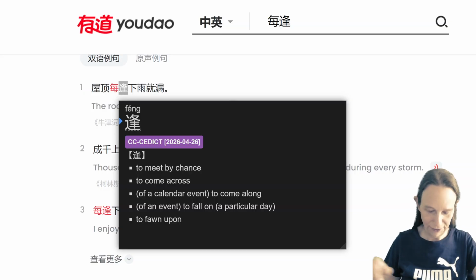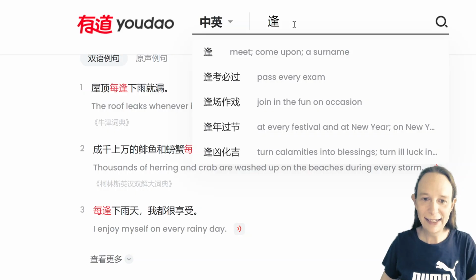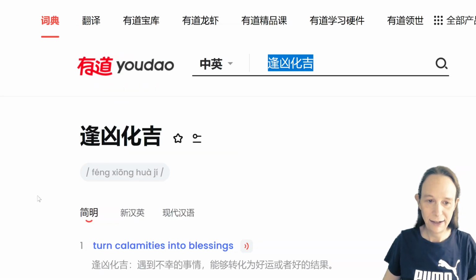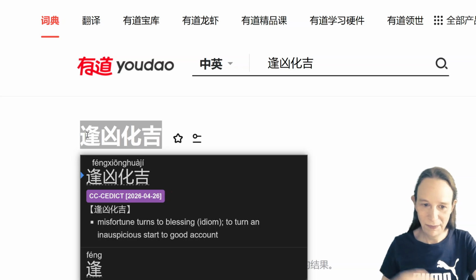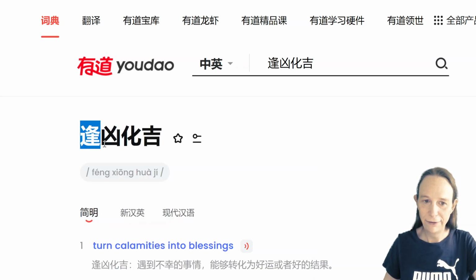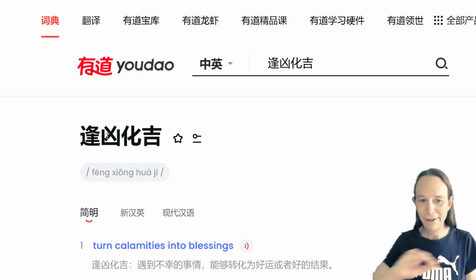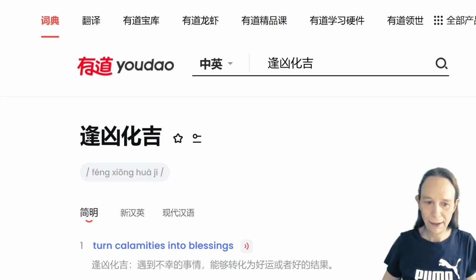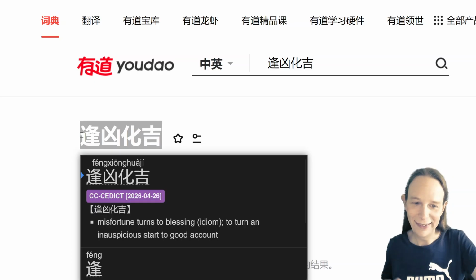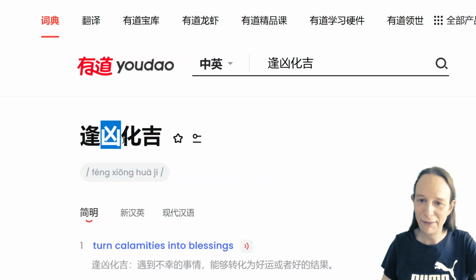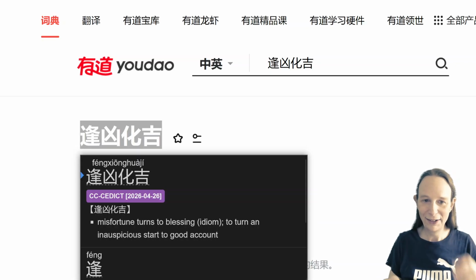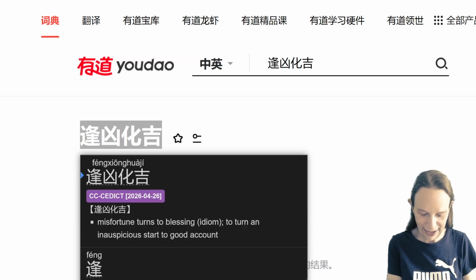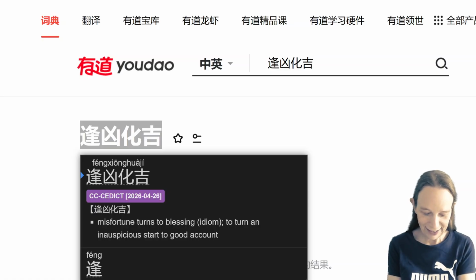Feng. So for this character, I've got a chengyu colored in. Apparently I studied this chengyu here. Feng xiong hua ji. So to misfortune turns to blessing. So feng xiong hua ji. Turn misfortune into fortune. So you meet. Xiong can pertain to misfortune. Hua can turn into ji, good luck, good fortune. All right, to turn an inauspicious start into a good outcome. All right, apparently I studied that at some point.